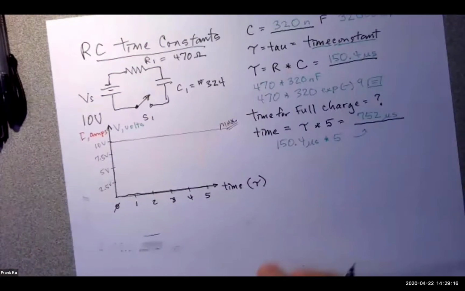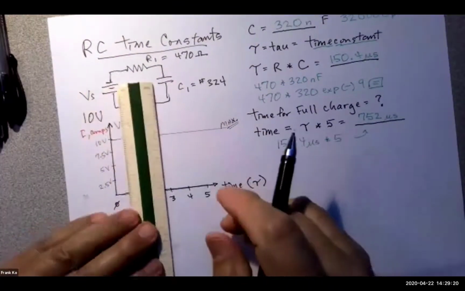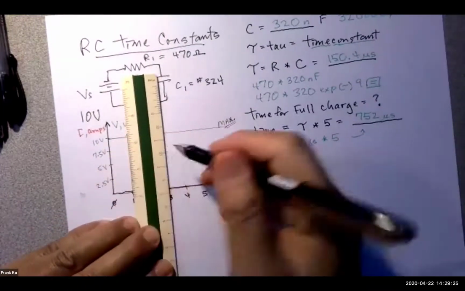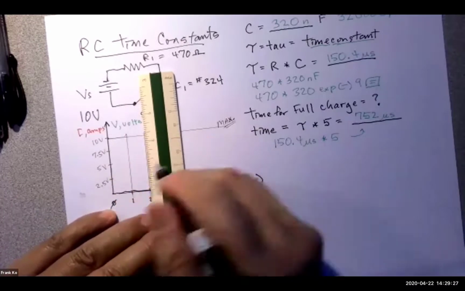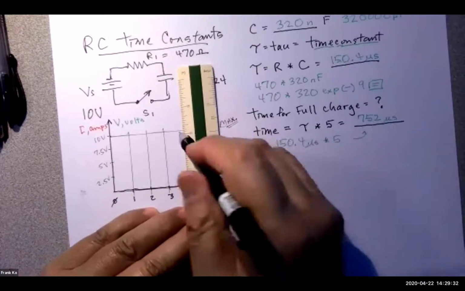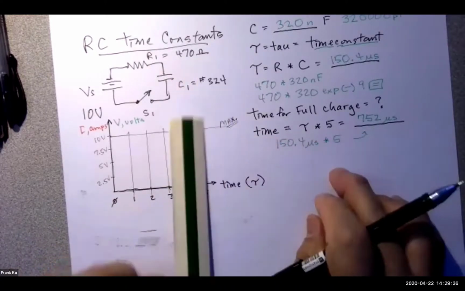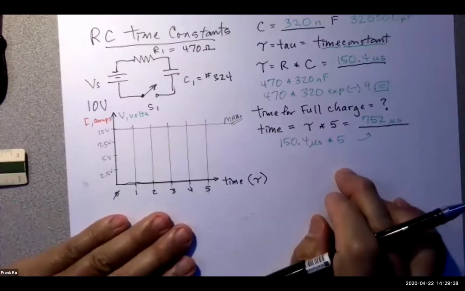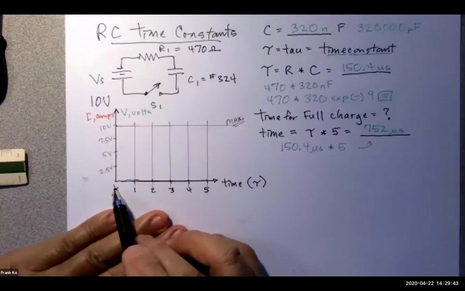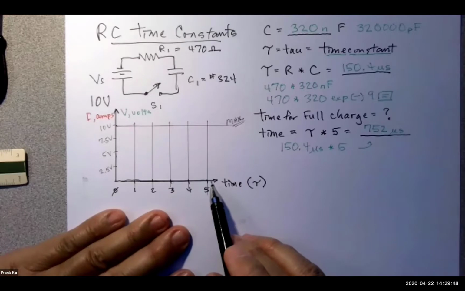And, oh dear, smudge, oh well, can't help that. Let's go ahead and do this. Go ahead and do this. And go ahead and do this. All right, so there's my intervals: 0 tau, 1 tau, 2 tau, 3 tau, 4 tau, 5 tau.